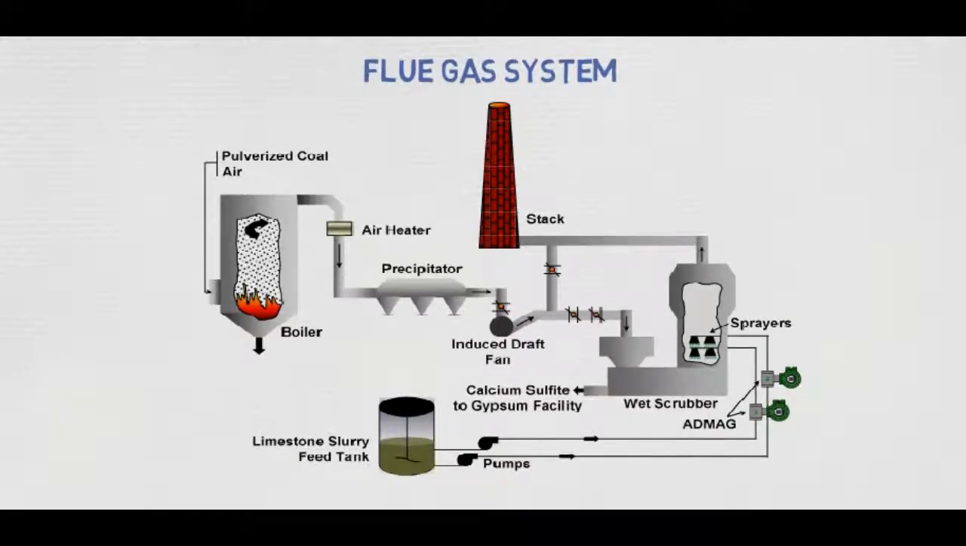This shows the flue gas system. When the combustion takes place in the boiler, it generates ash and flue gas. This flue gas is sucked by the ID fan, which is the induced draft fan, and it passes through the air heater and then to the ESP, which is the electrostatic precipitator. Here the dust particulate is collected and the rest of the ash is fed into the wet scrubber through a sprayer and goes to the slurry feed tank. The flue gas is exhausted by the chimney.